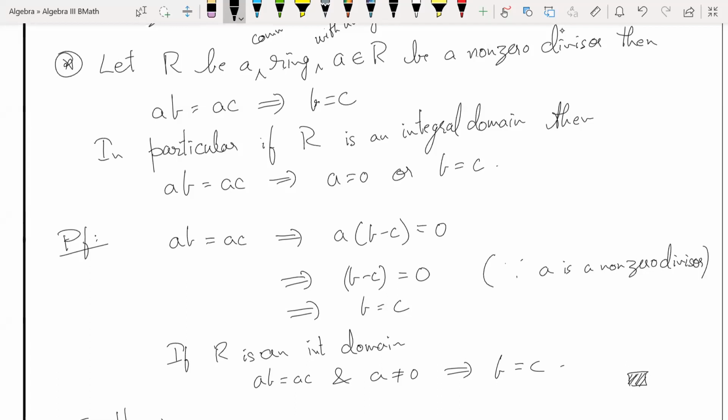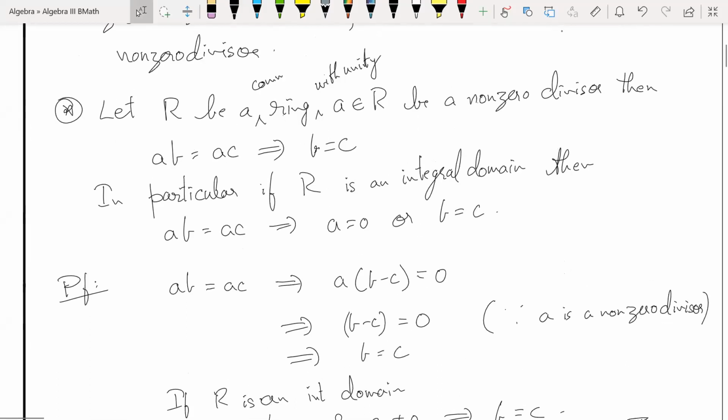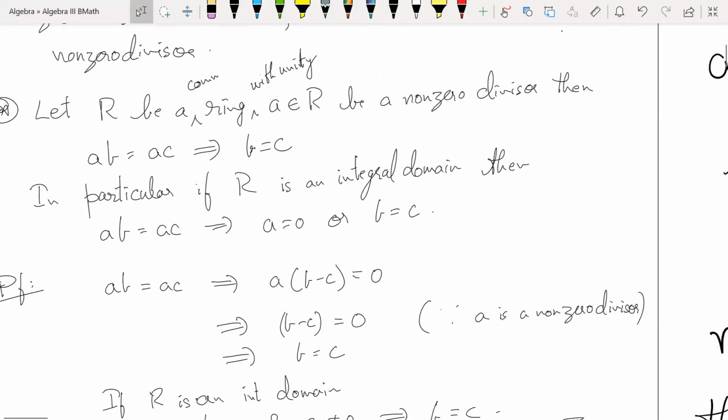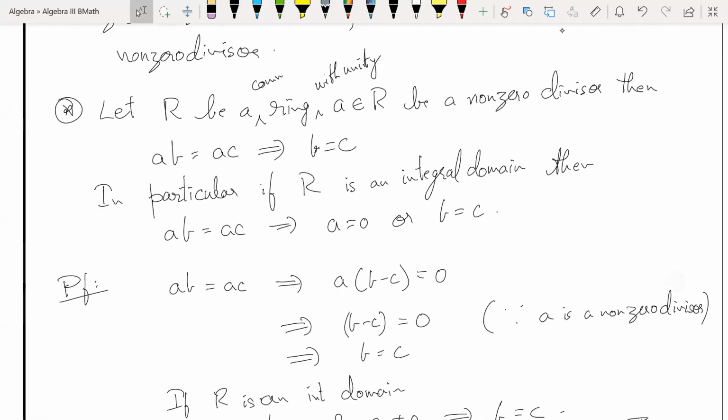Okay, good. So this is the nice property of a non-zero divisor. If you have a non-zero divisor, you can do cancellation. So cancellation is allowed by a non-zero divisor. The property holds. We are used to this cancellation property, and that holds for a non-zero divisor.